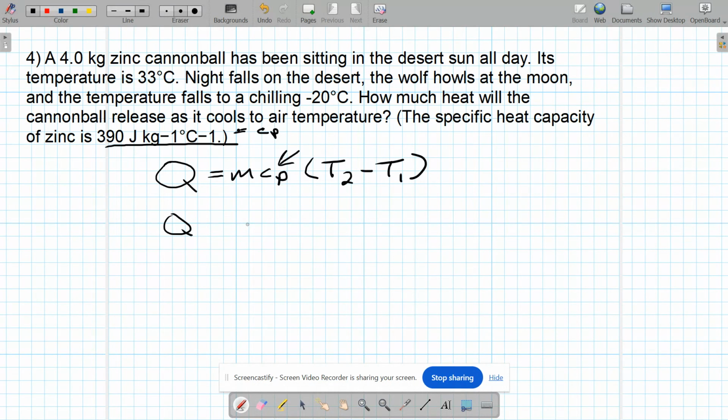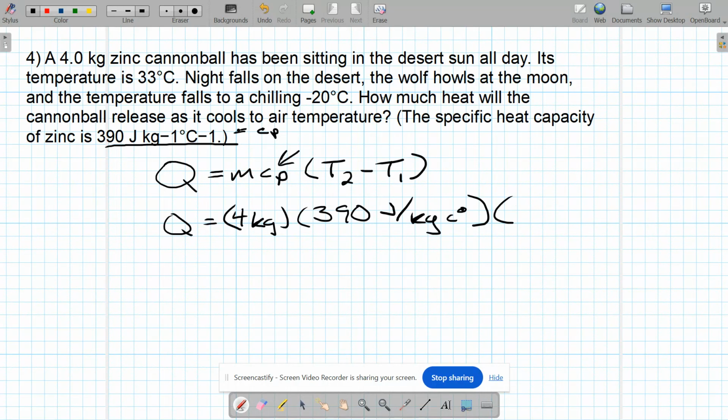Well, what's the mass? Well, it's 4 kilograms. The specific heat is 390 joules per kilogram per, not centimeters, per Celsius. And then you multiply that by the temperature, which is also in Celsius.